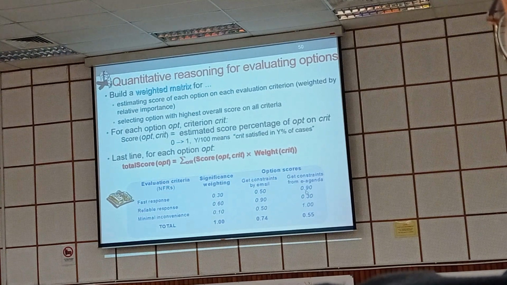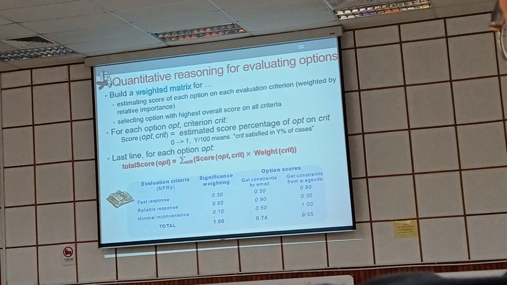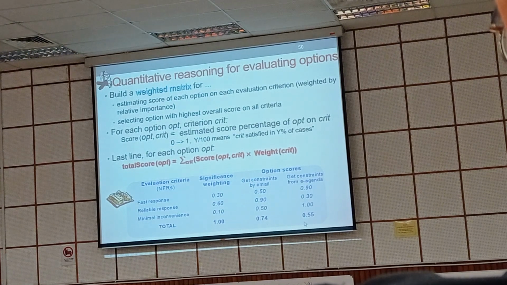Same thing goes to this. 0.9 multiply with 0.2, 0.3 multiply with 0.6, the respective weight. 0.1 multiply with 1. Then plus all 3 products, you get 0.55. So now compare which one is better. Obviously, email is better according to quantitative.